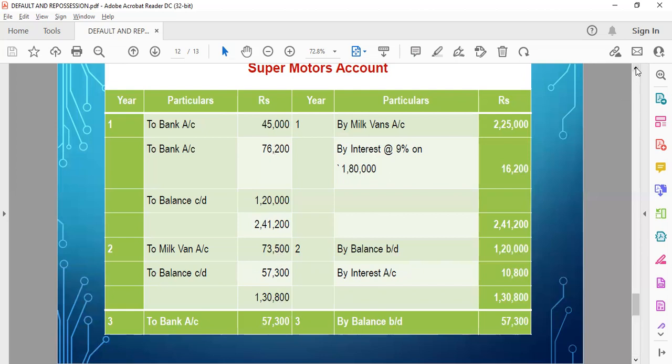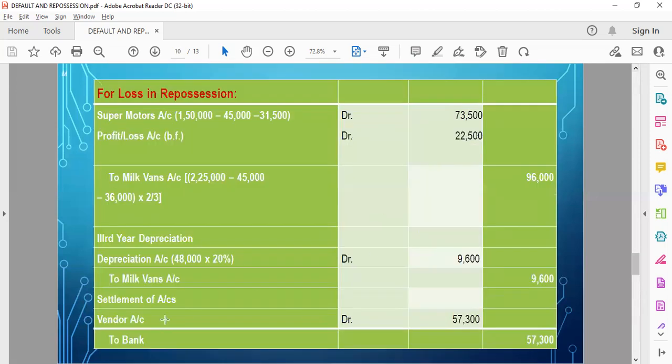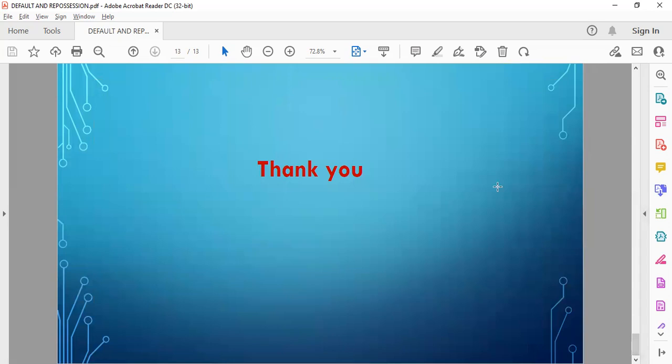For this, we should put one more journal entry here: vendor account debit to bank account. How much is the amount? 57,300. Vendor account debit 57,300, to bank account 57,300. Okay. Thank you.